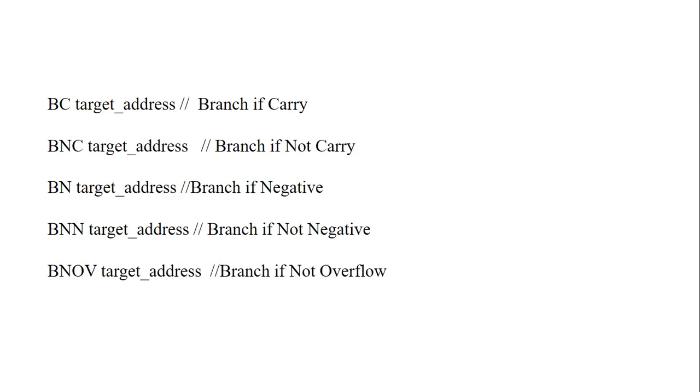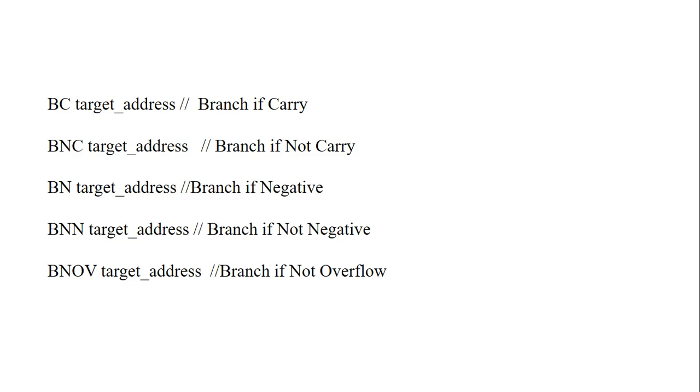The BC target_address, BNC target_address, BN target_address, BNN target_address, BNOV target_address. What is meant by these instructions? What is meant by target address? We'll see one by one. BC stands for branch if carry.